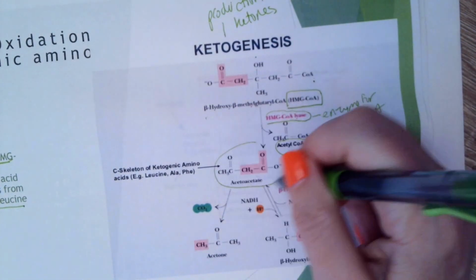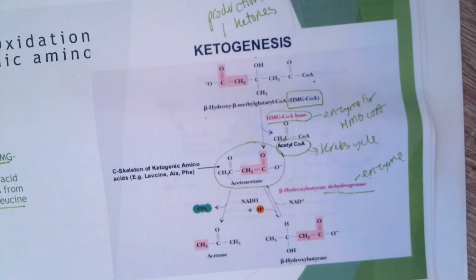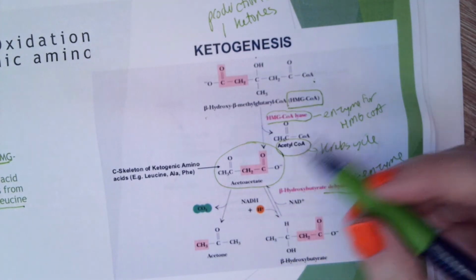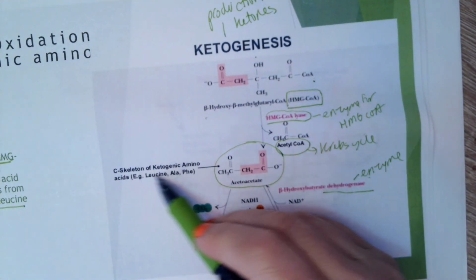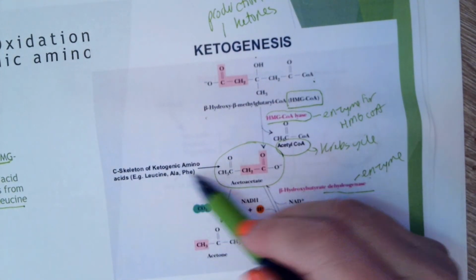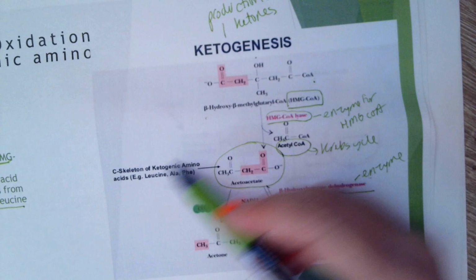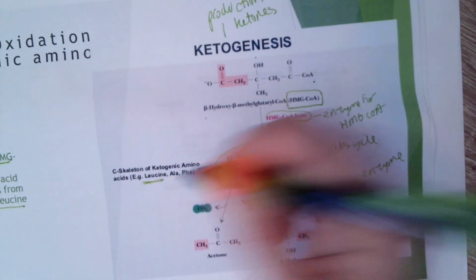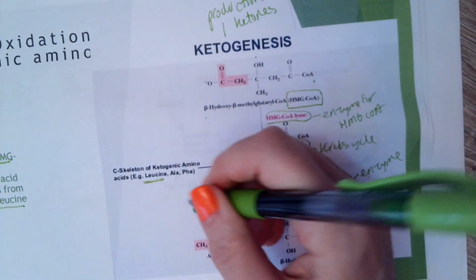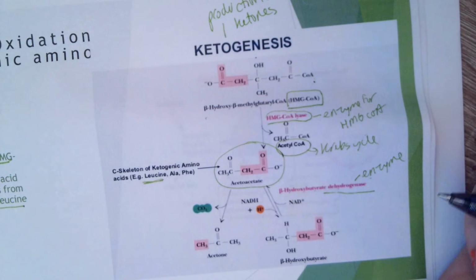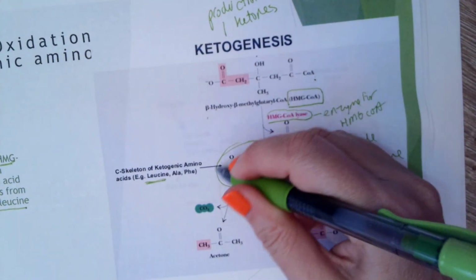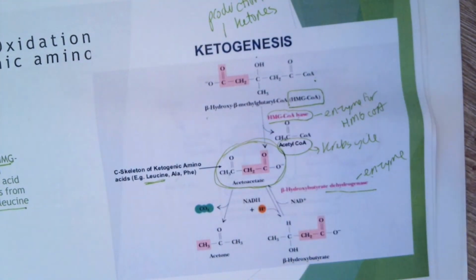And here's acetoacetate. Remember, we saw acetoacetate as one of our main keto bodies. This is the carbon skeleton of the ketogenic amino acid. In our case, it was leucine because we're dealing with HMG-CoA, but it could also be another ketogenic amino acid, any of the ones that give us acetoacetate as our product.